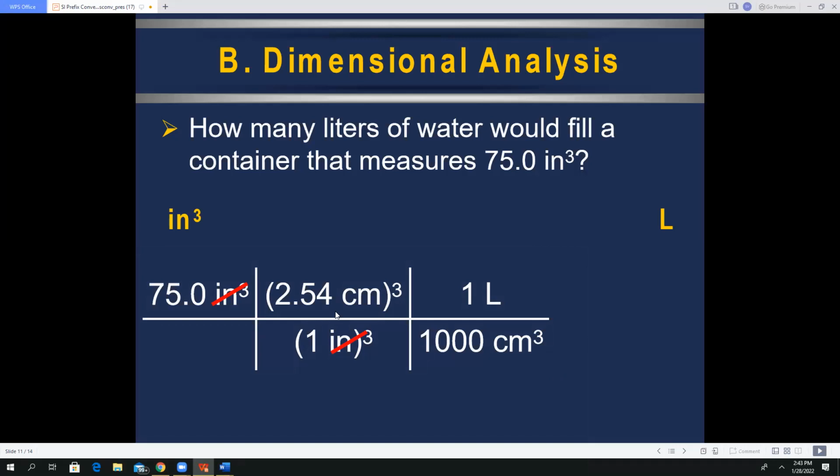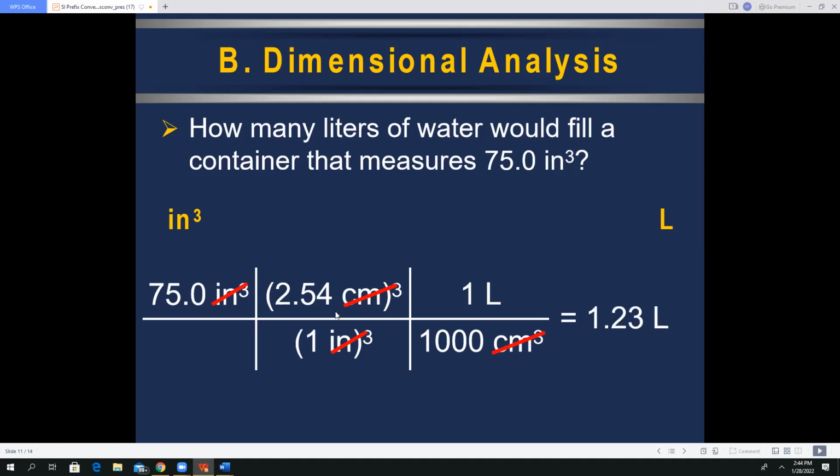So now we are making sure that these cancel, and they do. We multiply 75. Don't forget to cube that 2.54. So 75 times, and then you can put parentheses and put 2.54 and then put the little house top to the third. Close those parentheses and hit equal. That gave you that number, and then divide it by 1000. And that is going to give you a number like 1.22. And does that make sense? Yes, it does.